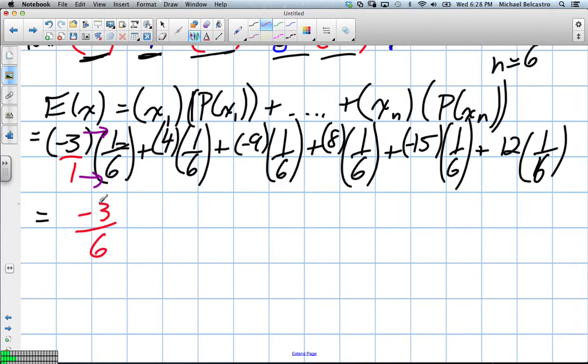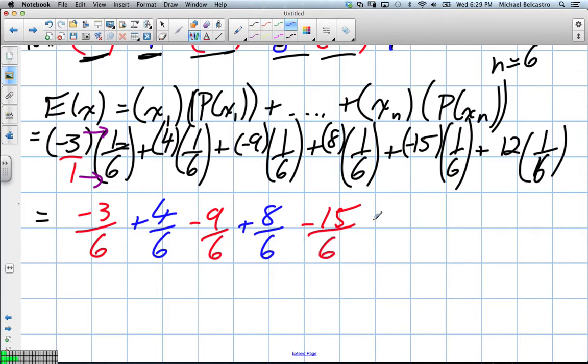We'll do red as negative values. 4 times 1? 4 over 6. So we'll do that as a blue value. Next one? -9 over 6. Excellent. 8 over 6. -15 over 6. And 12 over 6. Great. All right. Let's see if we can simplify this a little.